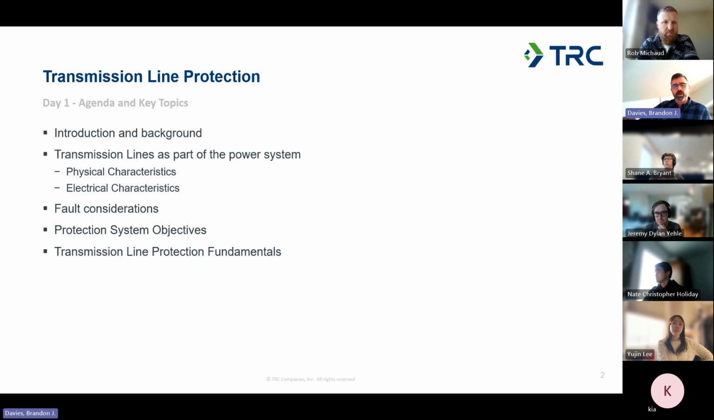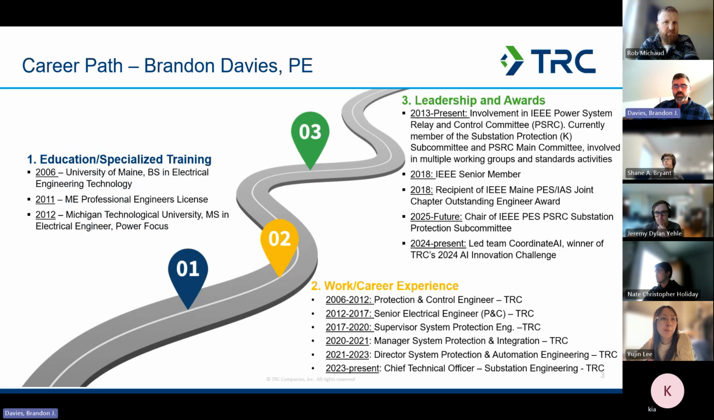But anyway, at the end of the class, we'll start talking a little bit about protection systems and the objectives and some of the fundamentals about line protection itself. So we'll start off with introductions. I'll go first, and then we can go around the group on the call here.